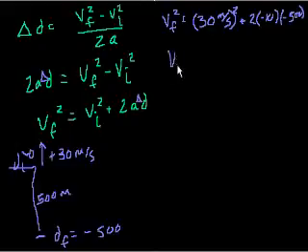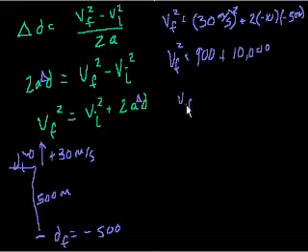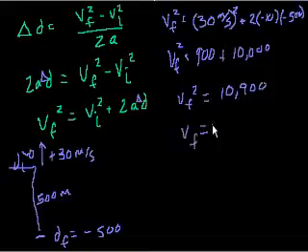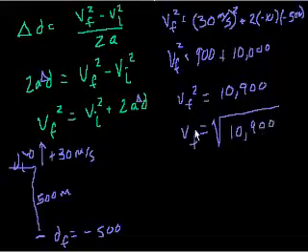So we get Vf squared is equal to 900, and then the negatives cancel out. 10 times 500 is 5,000. 5,000 times 2 is 10,000. So Vf squared is equal to 10,900. So the final velocity is equal to the square root of 10,900. So what is that?